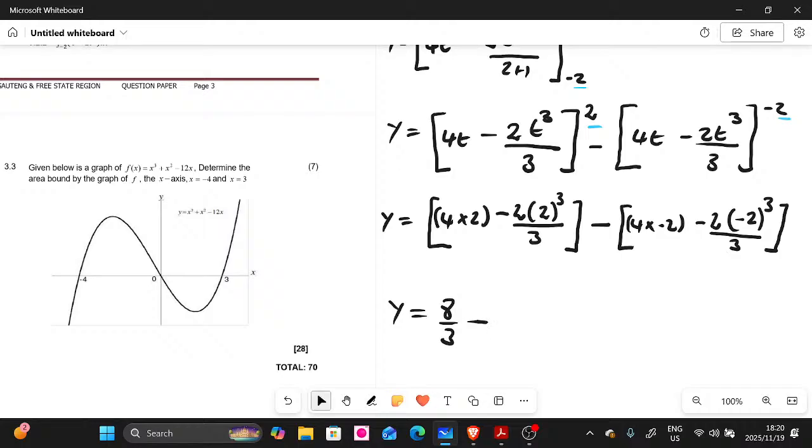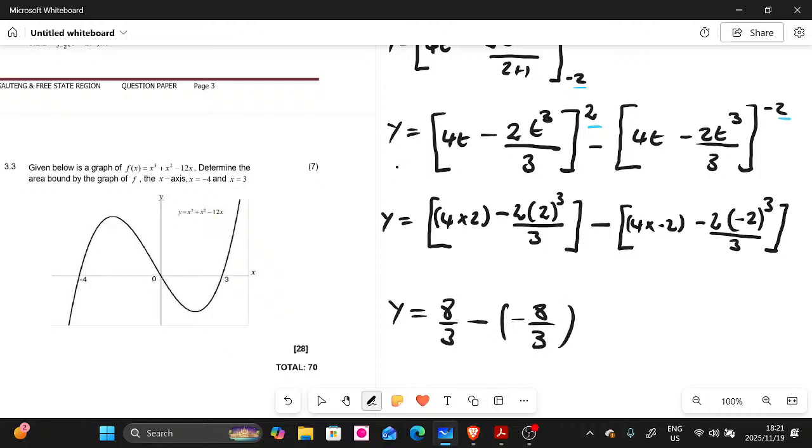Okay, let's look at the second one. So here, wherever there is t, we put negative 2 because it's our lower limit, okay? So let's put it on our calculator. What I'm getting here is negative 3 over 8 over 3. Sorry about that. So it's going to be negative 3 over 8.